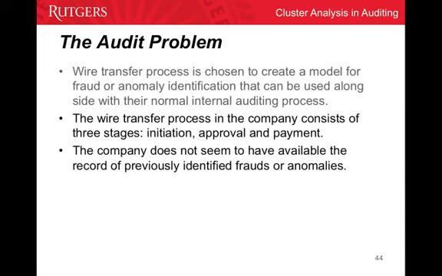The wire transfer process in the company consists of three stages: initiation, approval, and payment. First, users in the line of business initiate or request the payment. The request then needs to be approved by appropriate approvers. Depending on the type and nature of the wires, some may require more approvers than others. After the request is approved, the payment is then made to the payee.